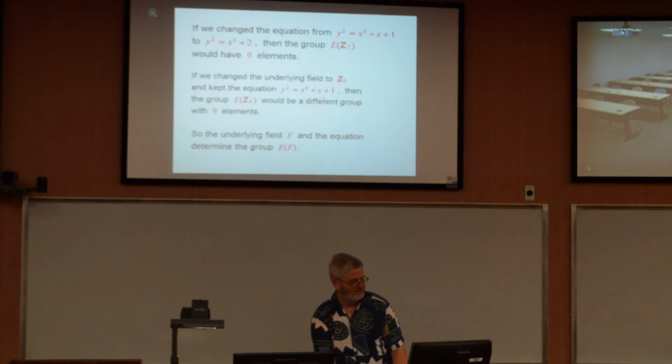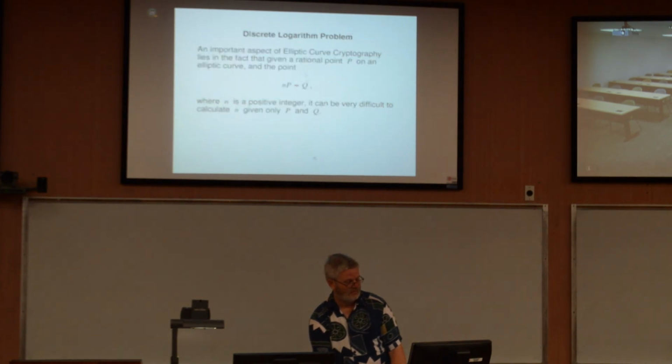If you changed the equation, you'd have a group with 9 elements. And if you kept the equation and changed the underlying field to Z mod 5, then you would have another group with 9 elements, but it's a different group with 9 elements. So the underlying field and the equation determine the elliptic group.